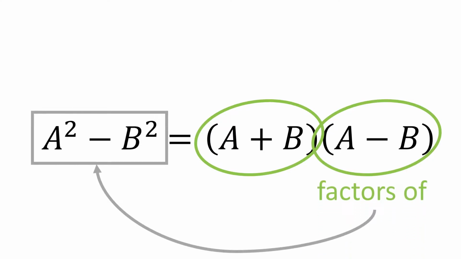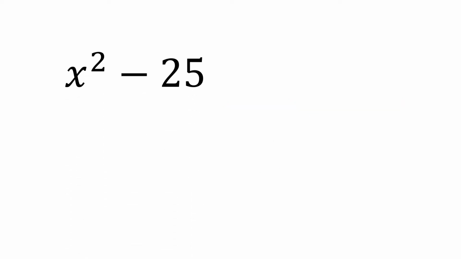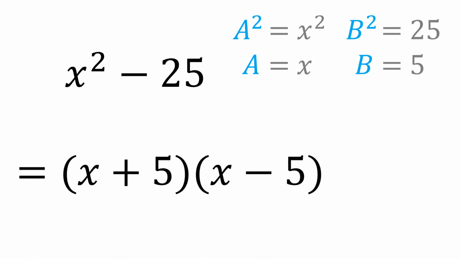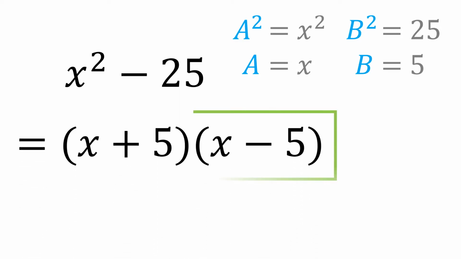So for example, let's say we want to factor x² - 25. In this case, we have a² as x² and b² as 25. Now we get the square root of a² and b². So we have a equals x and b equals 5. So therefore, the factored form of x² - 25 is (x + 5)(x - 5).